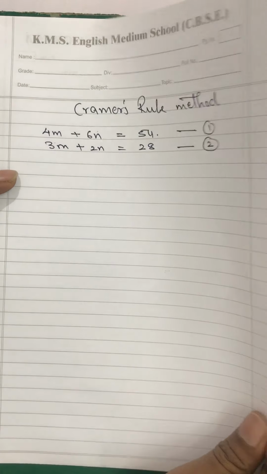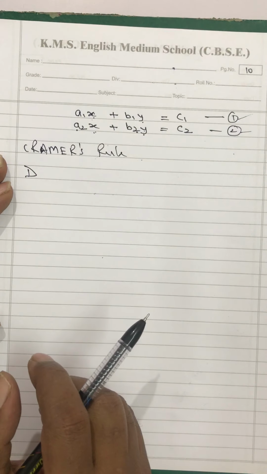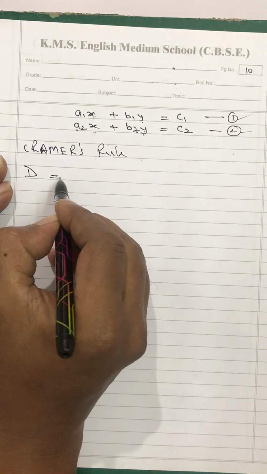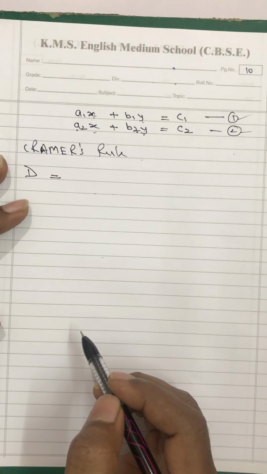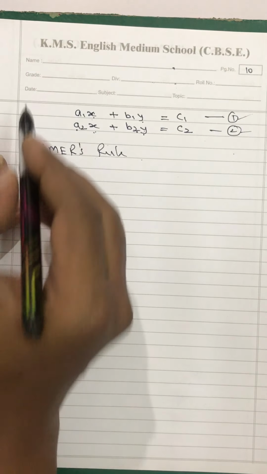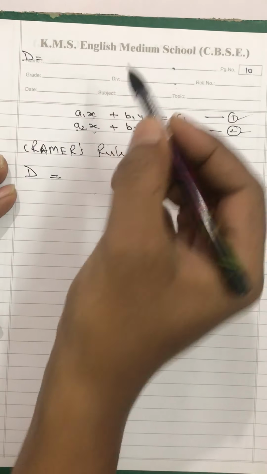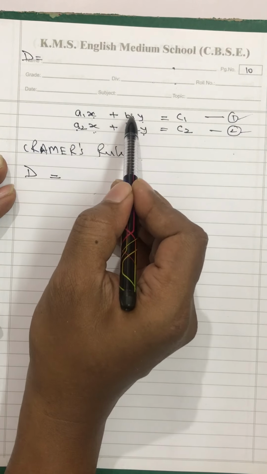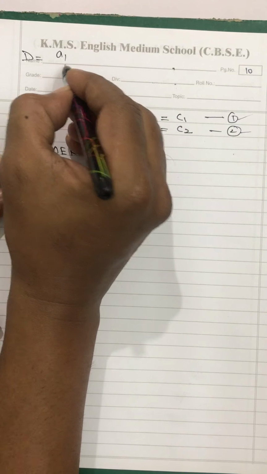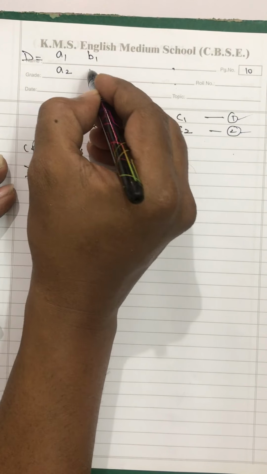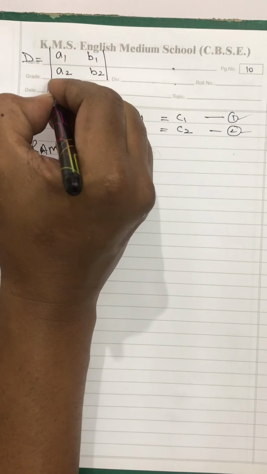Now when we go to solve this by Cramer's rule method, first of all we have to understand what a determinant is. Determinant is just D. First we have to find a determinant. For the determinant, consider only the coefficients a1, a2, b1, b2. These are written in the determinant.